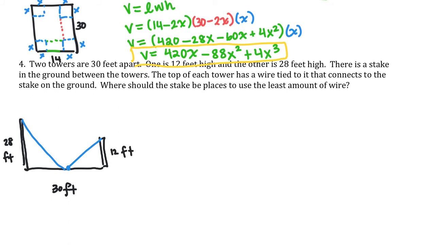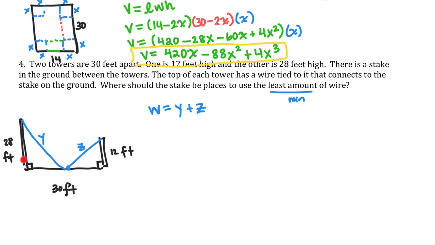My wire is the blue pieces. I'm trying to use the least amount of wire, so I'm trying to minimize the wire. The wire is those two little pieces. Let's give them some letters. How about W equals Y plus Z? Now, do I know what Y and Z are? It looks like a Pythagorean theorem problem. Let me put a right angle here because the towers are standing upright.